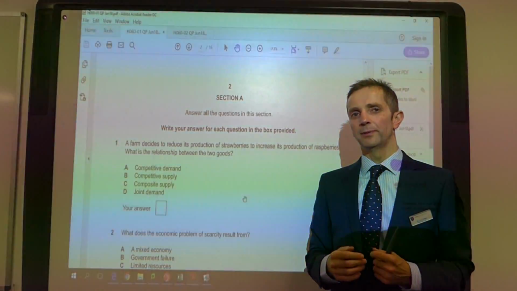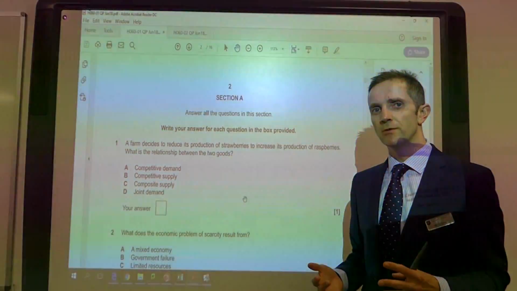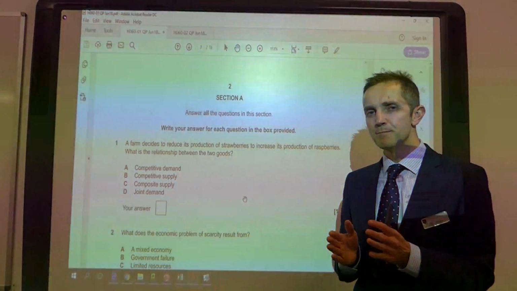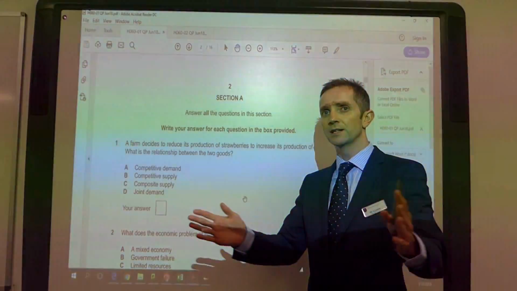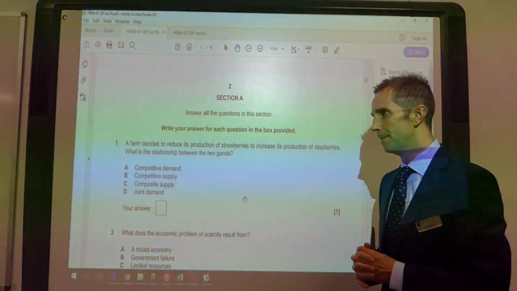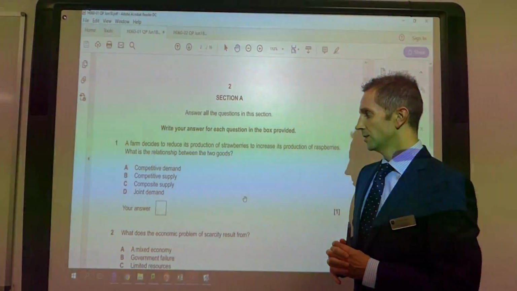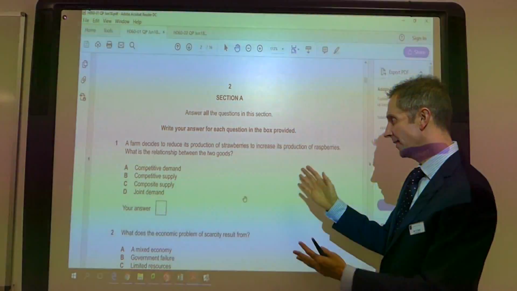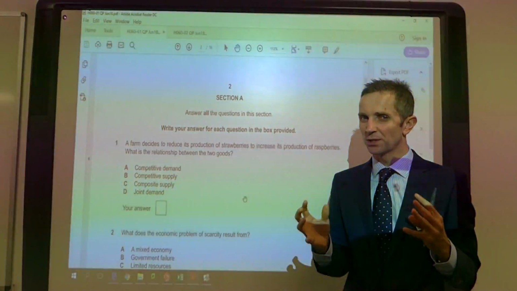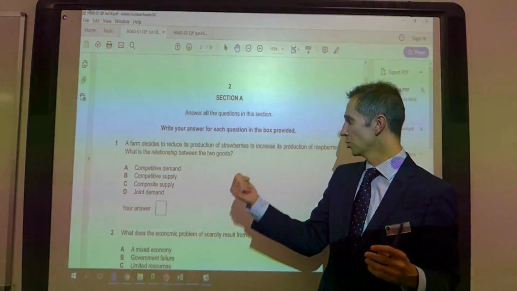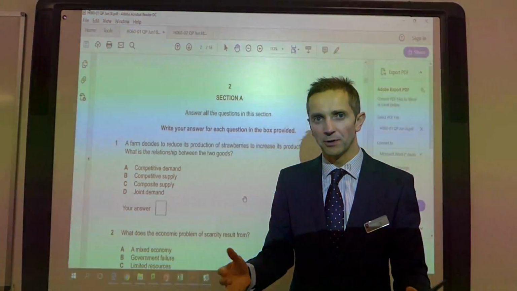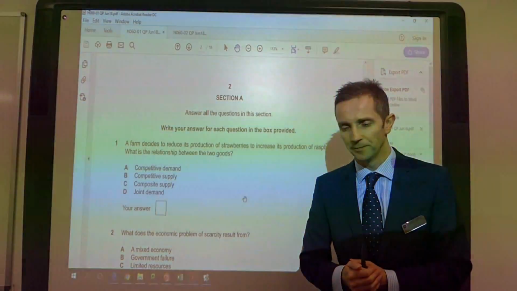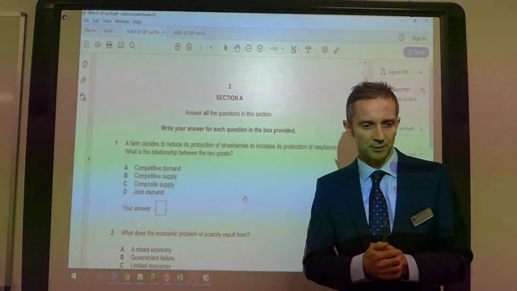Well, composite supply, as I'm sure you well know, refers to raw materials particularly, which have many different uses and are supplied in many different goods. So it can't be C, it has to be B, competitive supply. And this notion of having to give up some of good A, strawberries, in order to produce more raspberries, that really nails the answer for that one. So that one is B, ladies and gentlemen.